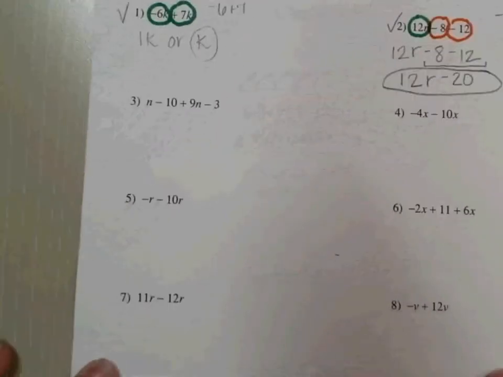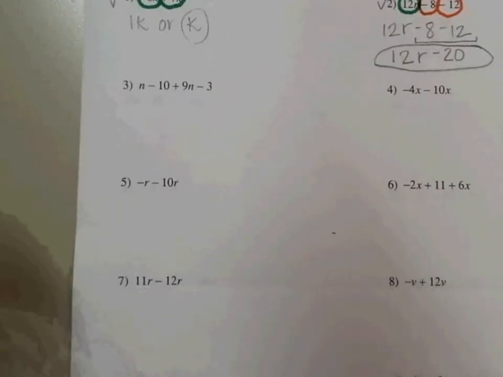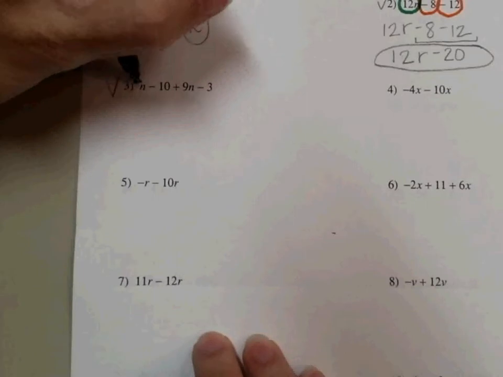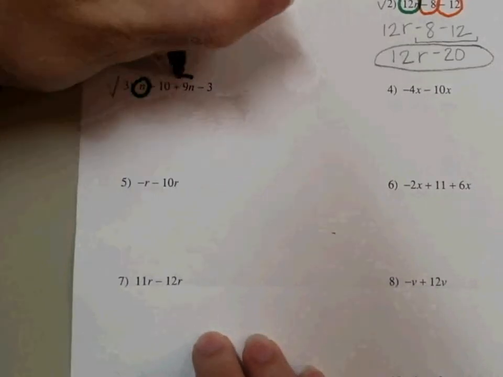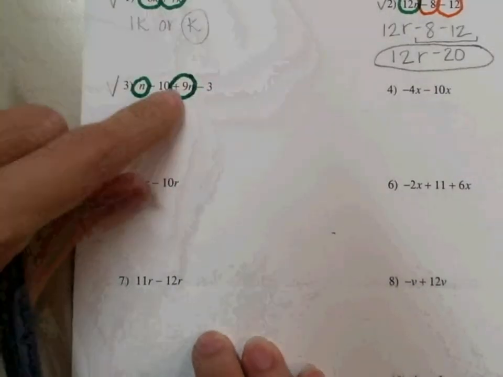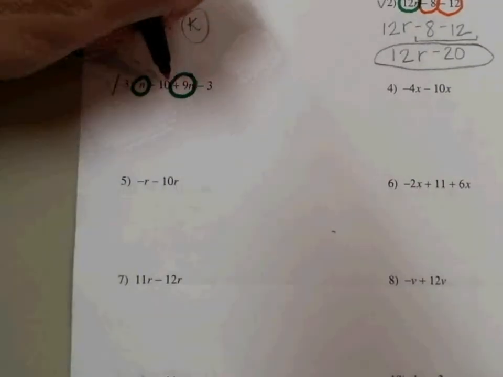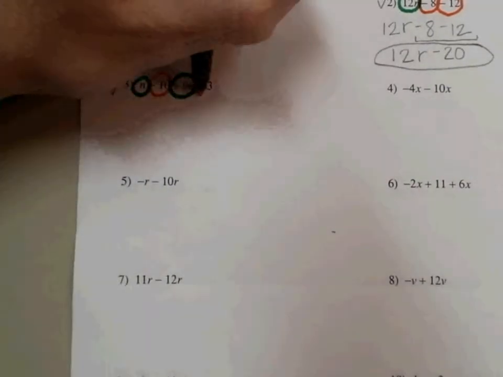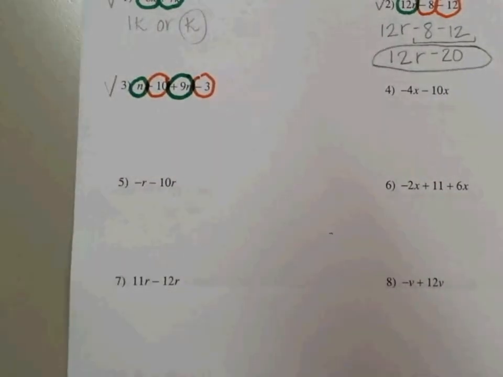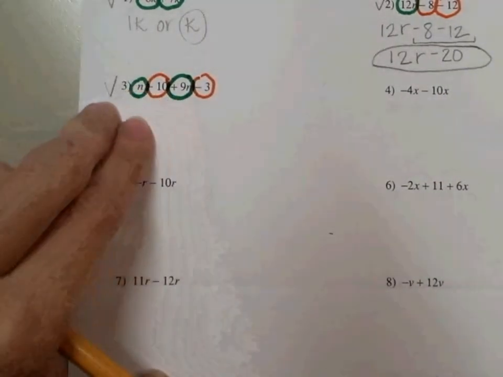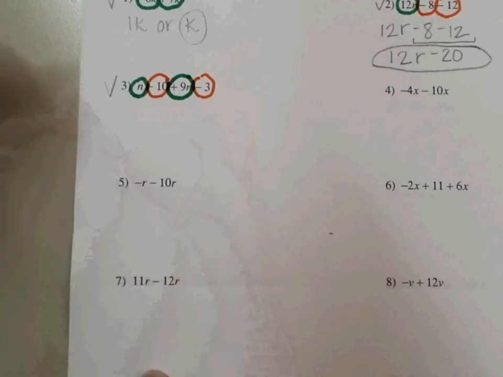Okay, next one we're going to do with you guys is number 3. I see n's. All my n's are like terms, so they can go together. Remember, the sign in front of the number goes with the number. And then I see units. I see negative 10, and I see negative 3. I want to rewrite this because I want all my n's on one side, and all of my units on the other side.